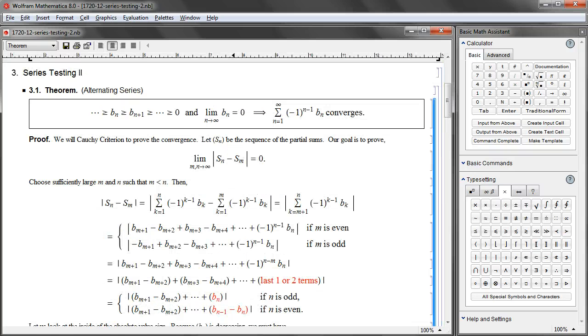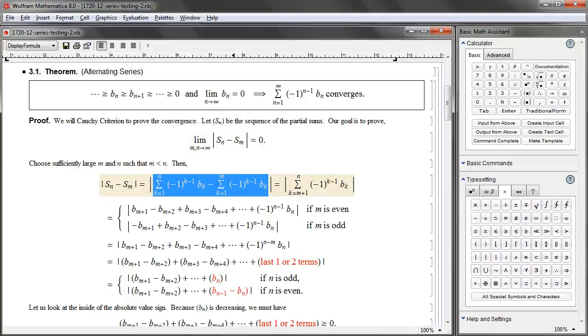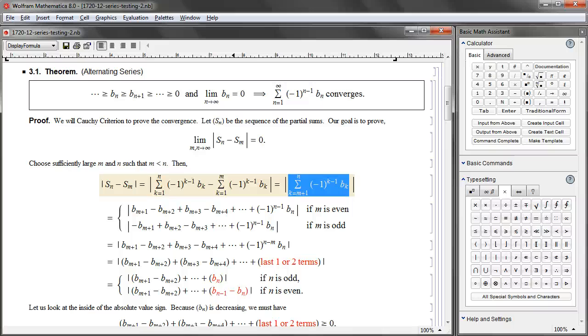That's the trickiest, but let's begin with this one. I don't want to change the order of the textbook too much. Let's begin with the Cauchy criterion here. We want to estimate the difference between partial sums, S_n minus S_m, in absolute value. If we put those into this alternating series formula here, we have just subtraction, and then we have that from m plus 1 to n.